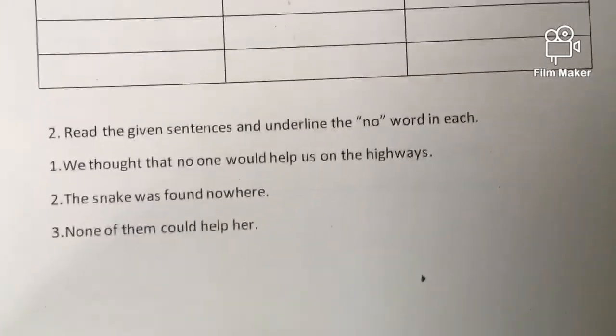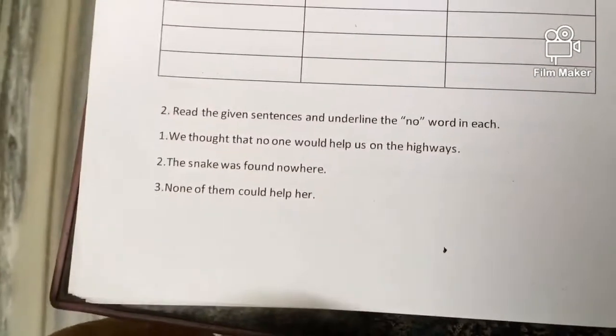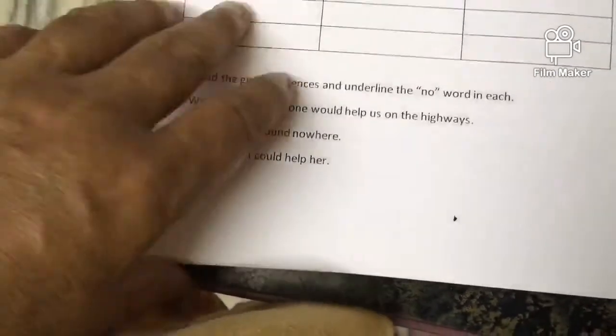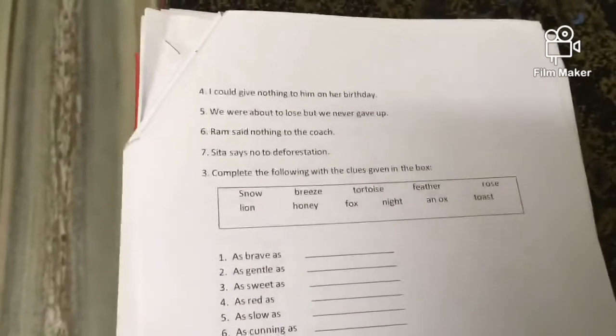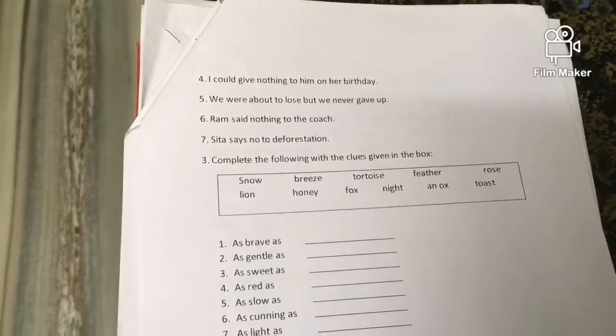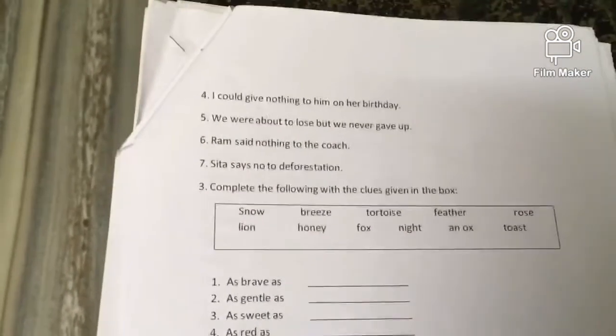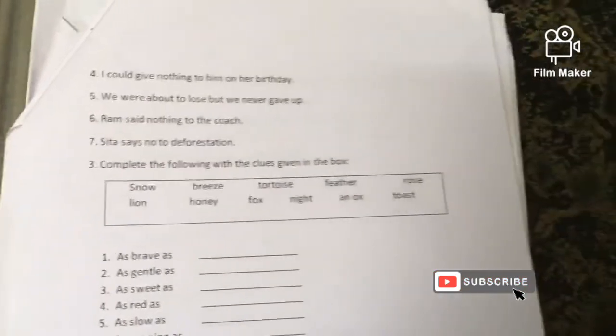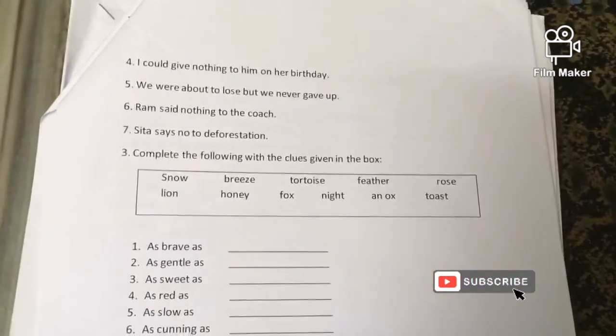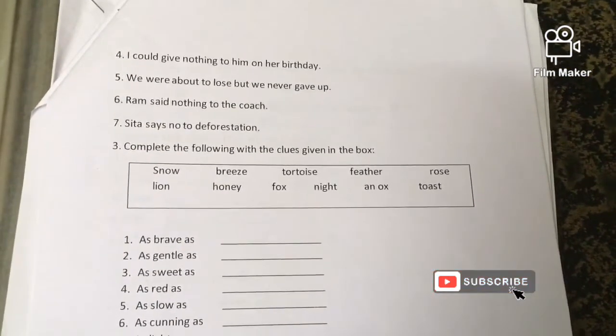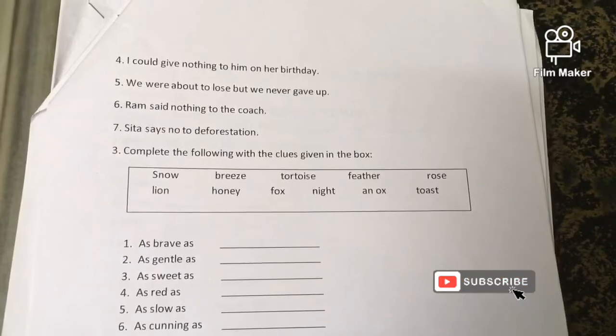None of them could help her. None is the word. Why underline? It is the no-meaning word. Then: I could give nothing to him on her birthday. Nothing is the word.